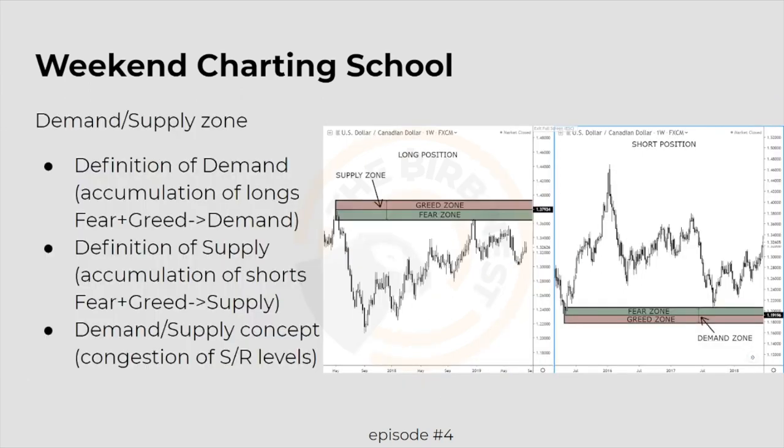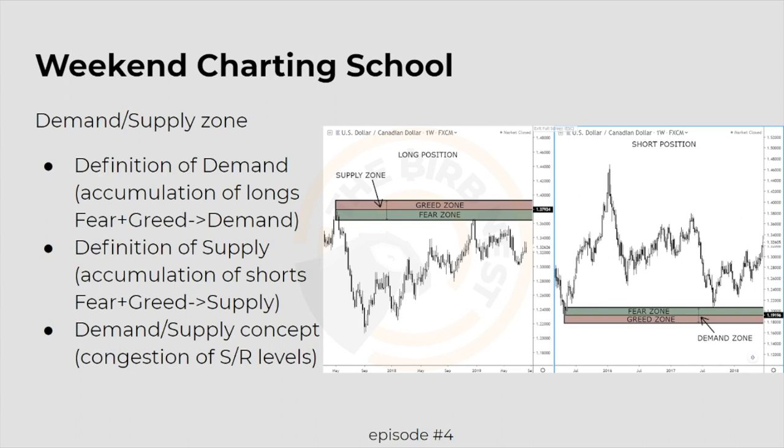So, going on to demand and supply zones, we need to define them first. To define demand, this would be a price zone about the accumulation of longs, for the fear and greed reasons as well, because these fear and greed factors are creating the demand zone, right? So this would be a price layer assigned for long orders to find a place for them simply, right? On the contrary, the supply zone would be the accumulation of shorts for the fear and greed reasons as well.